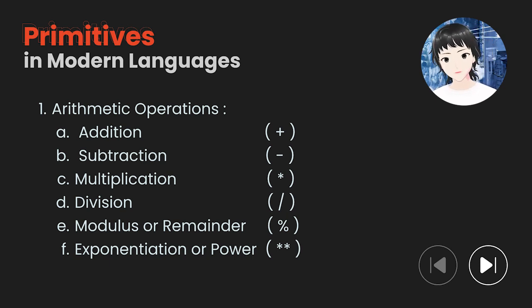So the most common primitive is the arithmetic operations. So these include the addition operation, the subtraction, multiplication, division, the modulus or the remainder, which is shown by a percentage sign, and the exponentiation or the power, which is in Python represented by 2 stars.